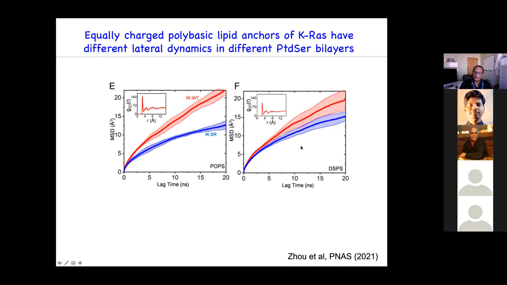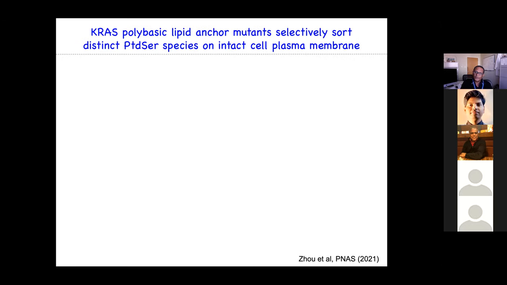Then we can see clear differences in lateral dynamics, as estimated by the mean square displacement. But also if we look at the wild type and the 6R to quantify its interaction with the head group of PS lipids, the different PS lipids, there are variations between them. So the bilayer composition matters, the amino acid distribution and backbone conformation of the peptides at KRAS lipid anchors matter.